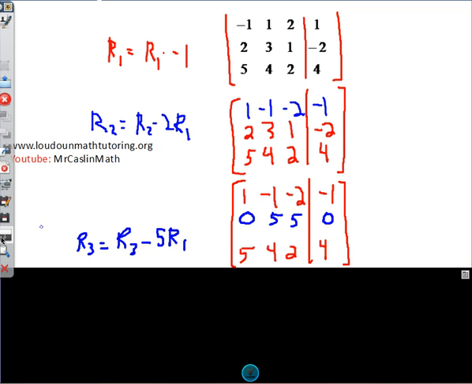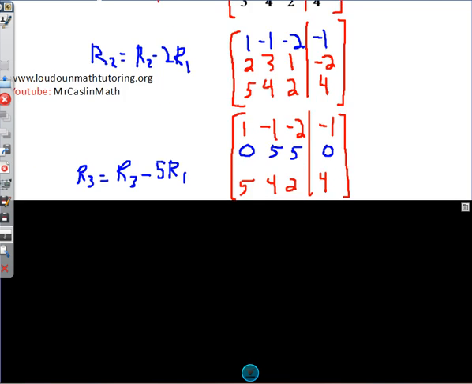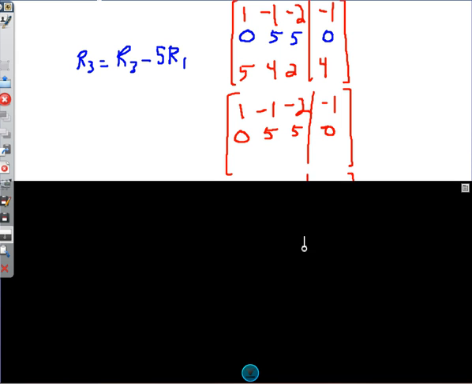Now it's nice to have some sort of record of what you've been doing. If you need to go back and figure out what you did, or your teacher or someone else needs to see what you did, use this nomenclature here to help you document the steps that you did. Okay, so we got a new row 3.